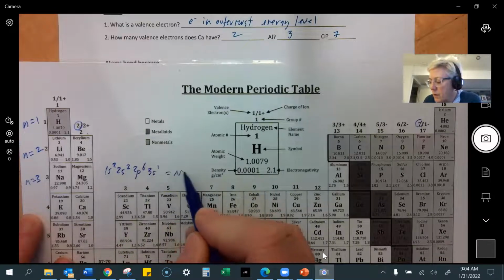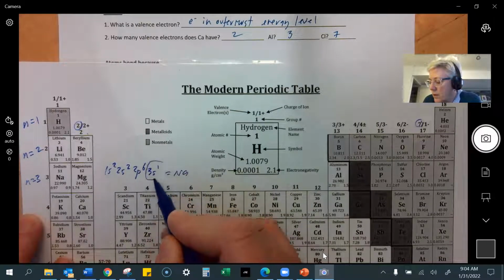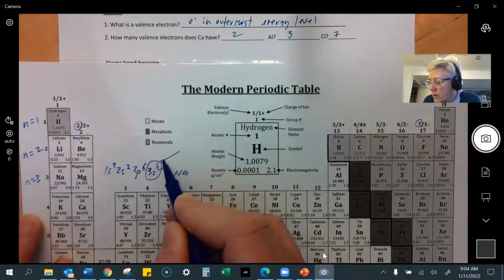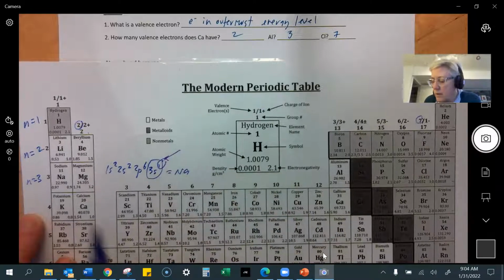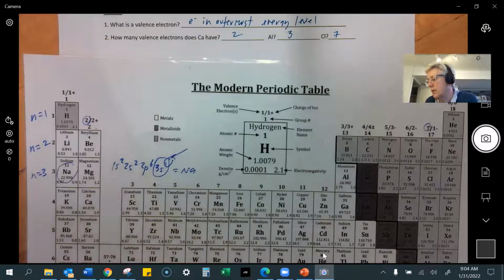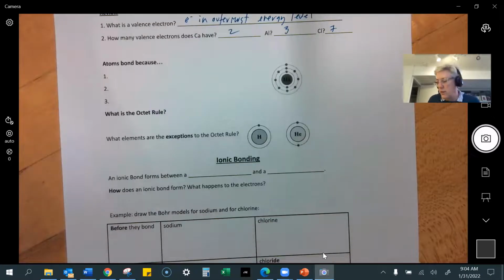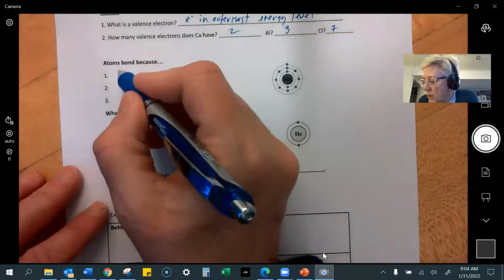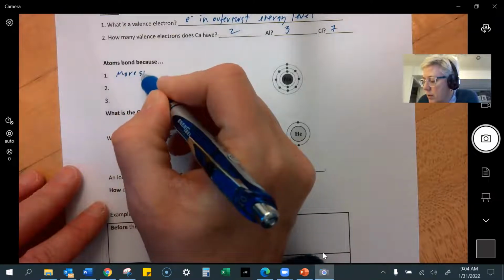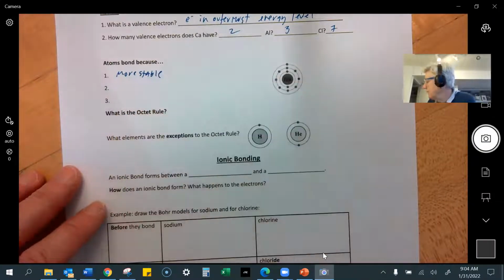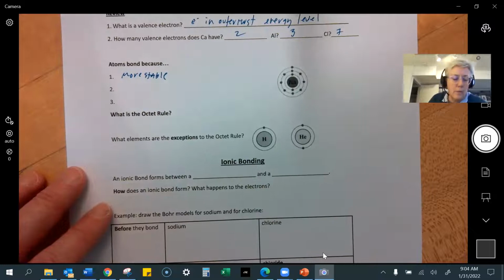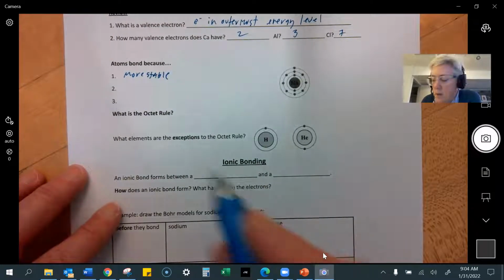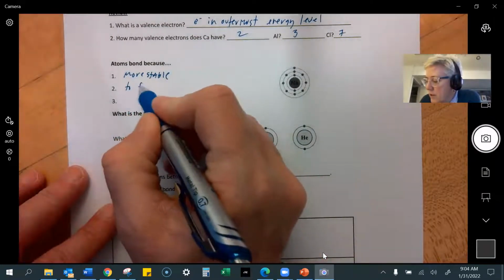And this electron right there, that one, is its one valence electron. It's got one valence electron. Okay, so reason that atoms bond number 1 is because they are more stable when they're bonded. They bond to become stable. Okay, the second reason is to fill their valence shell.